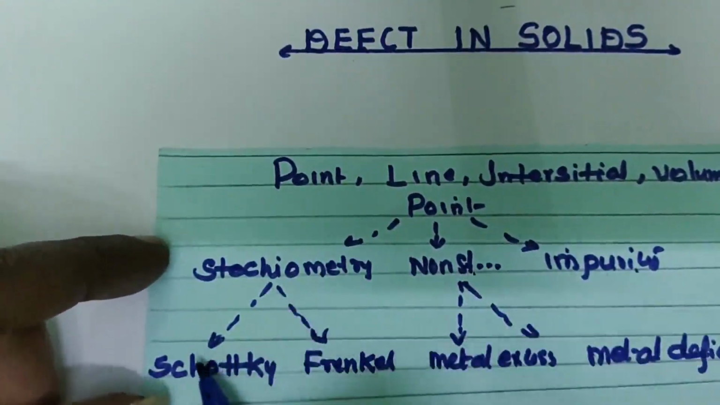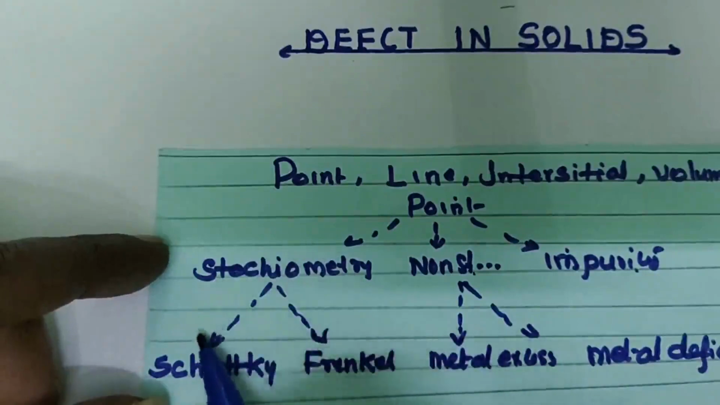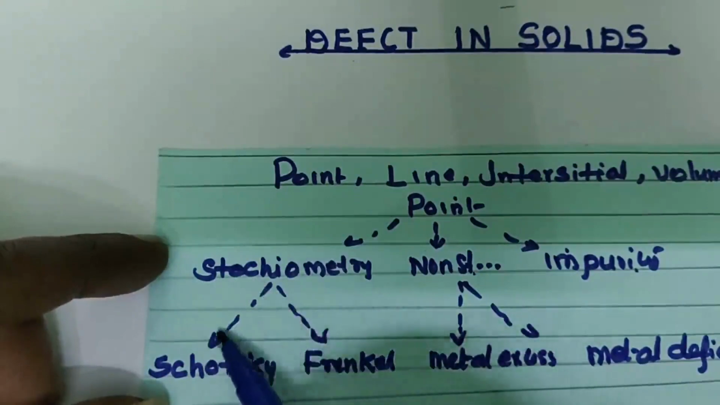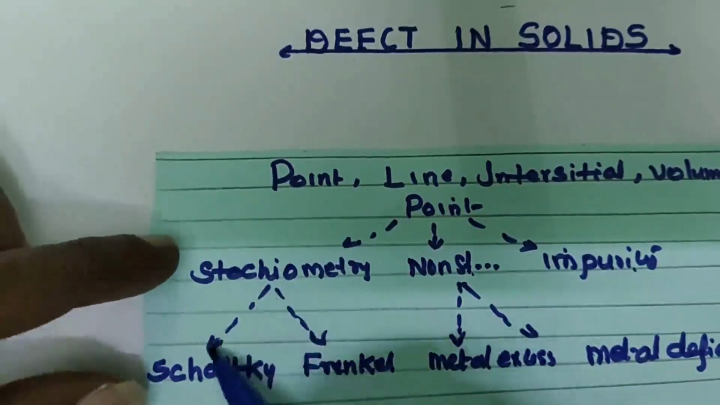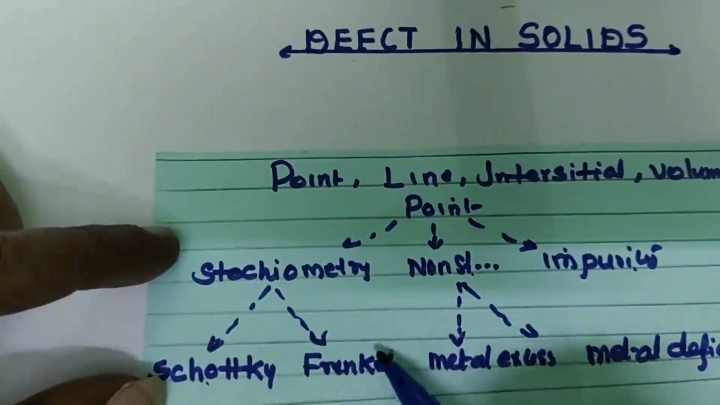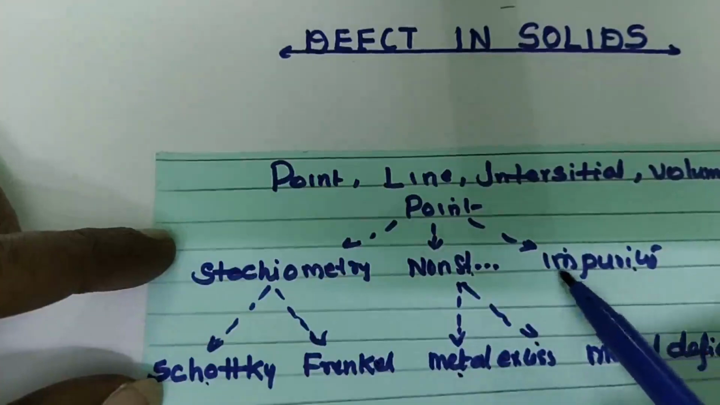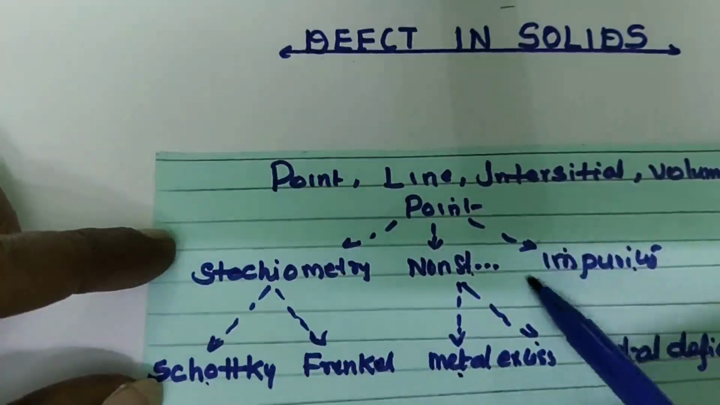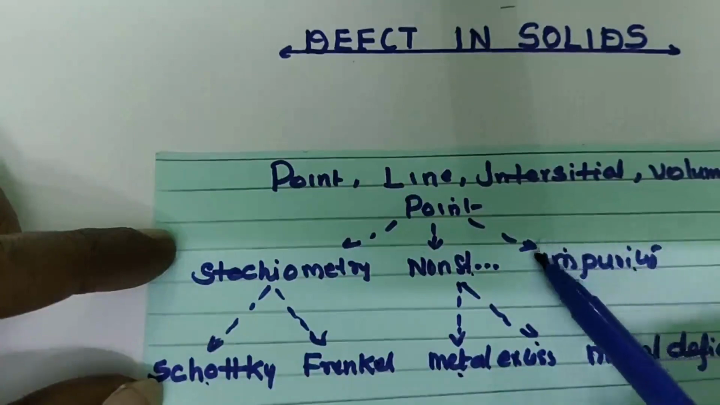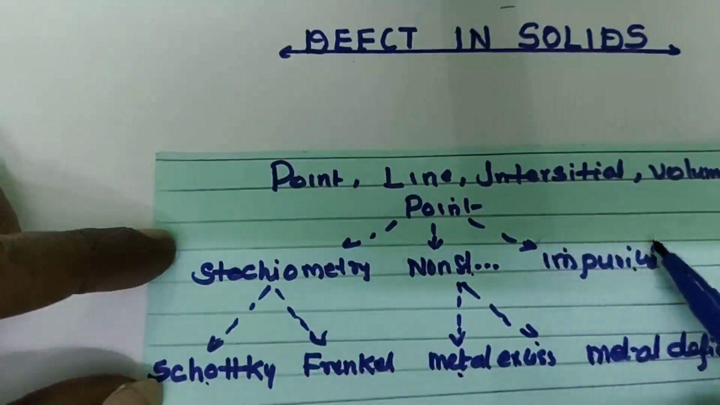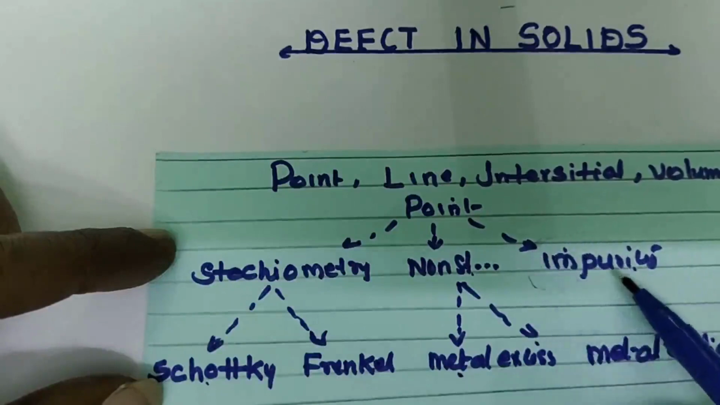The stoichiometric defect is otherwise called thermodynamic defect or intrinsic defect. That is a very important one-word question. Then stoichiometric defect is classified into Schottky and Frenkel. Non-stoichiometric defect is classified into metal excess defect and metal deficiency defect. Then one more defect, impurity. Here impurity means by doping impurity, they act as p-type conductor, then n-type conductor, like that.